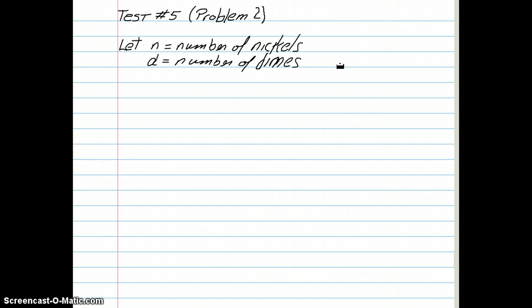I could have easily chosen X and Y, but it's hard for me to remember which one is X, the nickels, is X the dimes, I'm not sure. So I just used N and D.